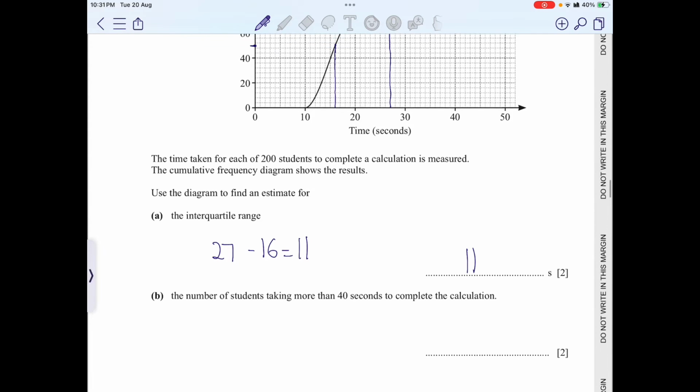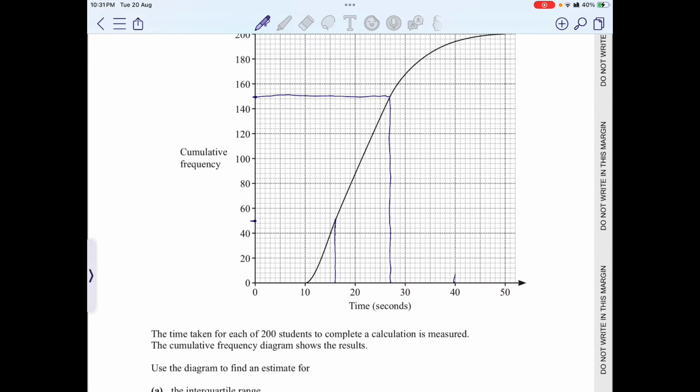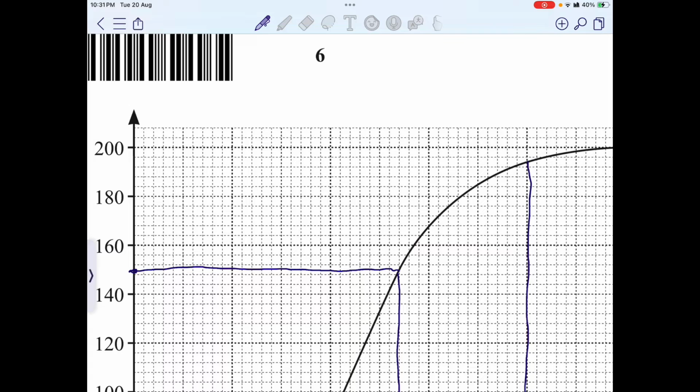And it asks for the number of students who take more than 40 seconds. So if you take the time to 40 and draw a line up here, you can use your pencil to do that. You will end up somewhere here. Now I just have to match this with this. So basically it's around here.